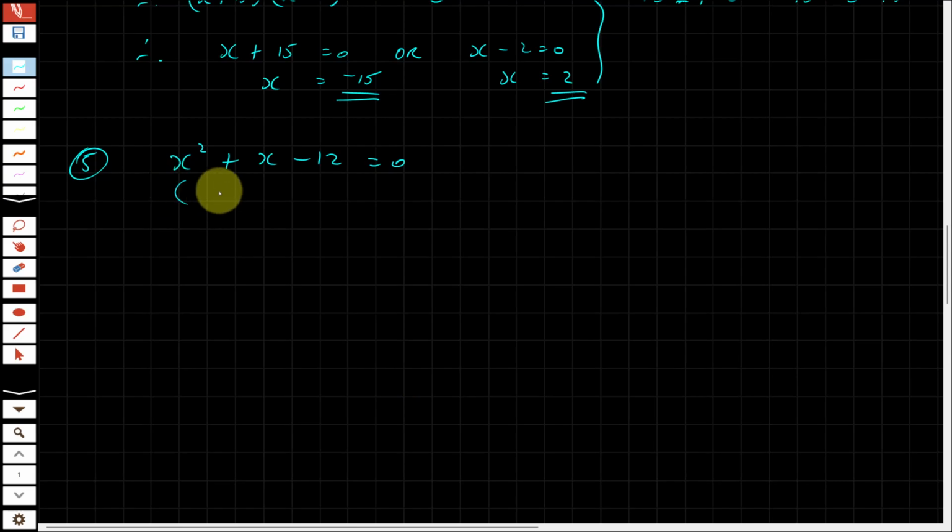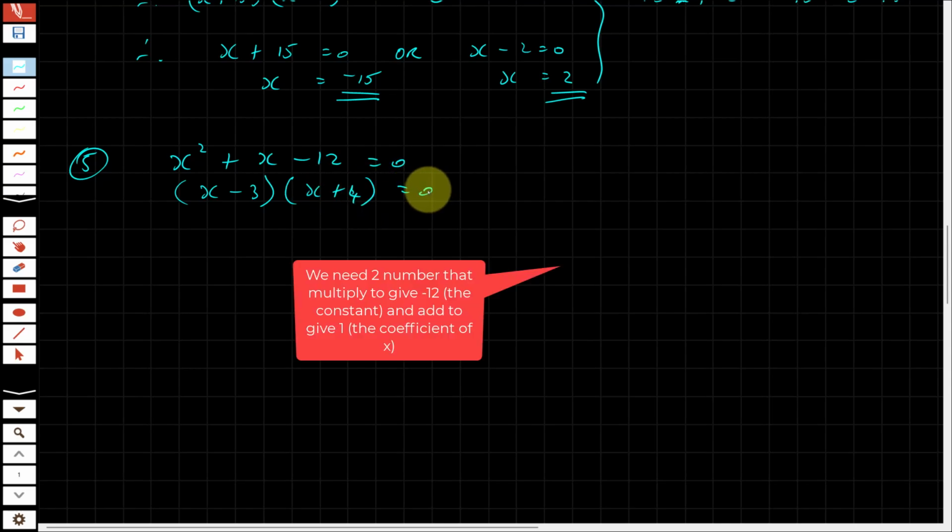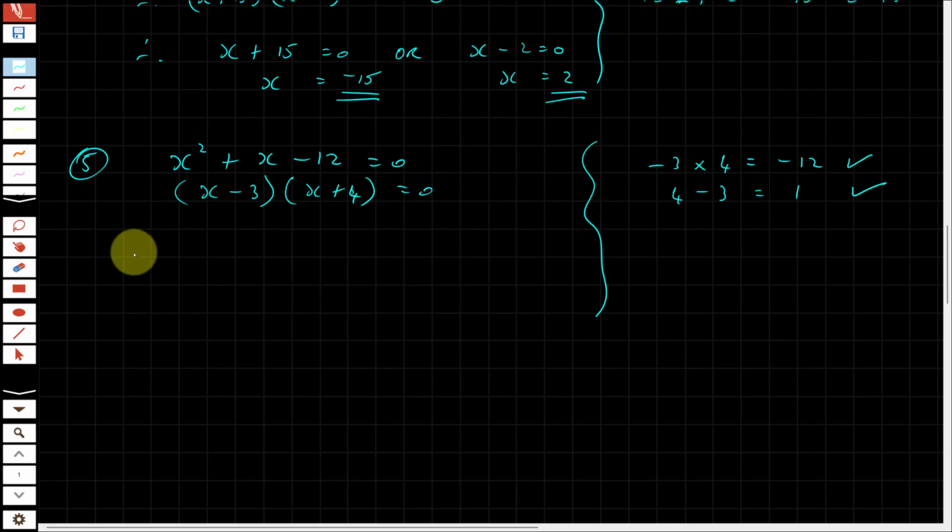This one here, once again, we need to factorise. So firstly, find the a and b numbers. We can see that negative 3 multiplied by 4 gives negative 12, and 4 plus negative 3 gives 1, which is the coefficient on the x term. So solve each factor separately and we get x equals 3 and x equals -4.